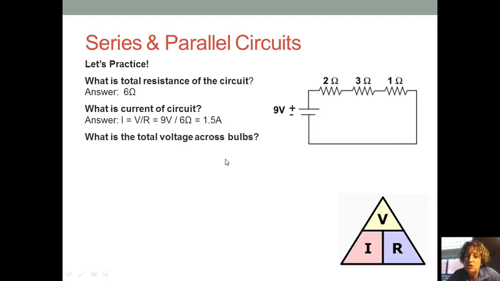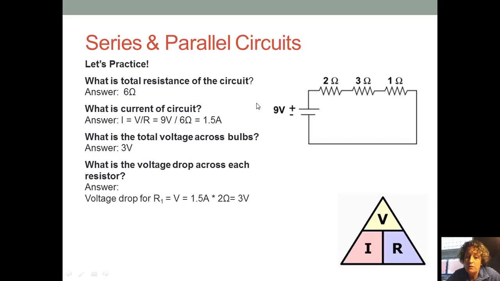What is the voltage across the bulbs? We have 3 bulbs. What is our voltage across those? The answer would be 3 volts because 3 times 3 equals 9. What is the voltage drop across each resistor? So now what we need to do is figure out the voltage drop for each resistor. So let's call this, I can't see my mouse anymore. Let's call this resistor 1, resistor 2, and resistor 3.